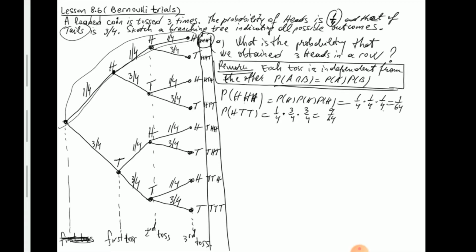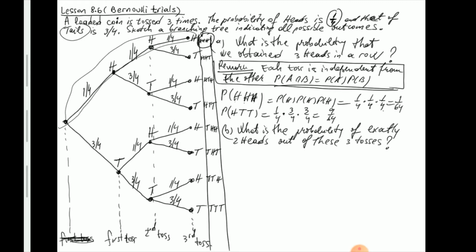Okay, but here's a different type of question, and this is basically the one that leads to the formula that will require the combinations eventually. What if I ask, what is the probability of exactly 2 heads out of these 3 tosses?